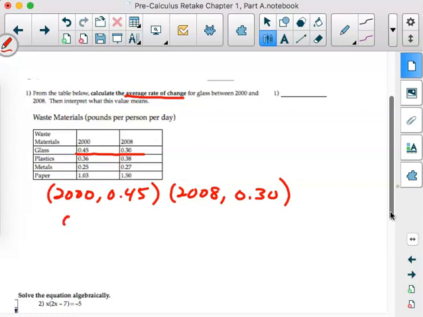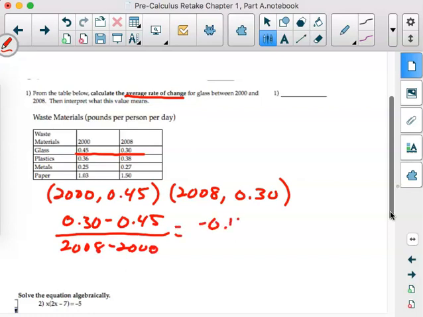So then we'd take 0.30 minus 0.45 and divide that by 2008 minus 2000. And that is negative 0.15 divided by 8, which is negative 0.01875. And I actually left that perfect, even though it's more than our 3 decimals. There were some people that rounded it. If you rounded it correctly, that was totally fine.